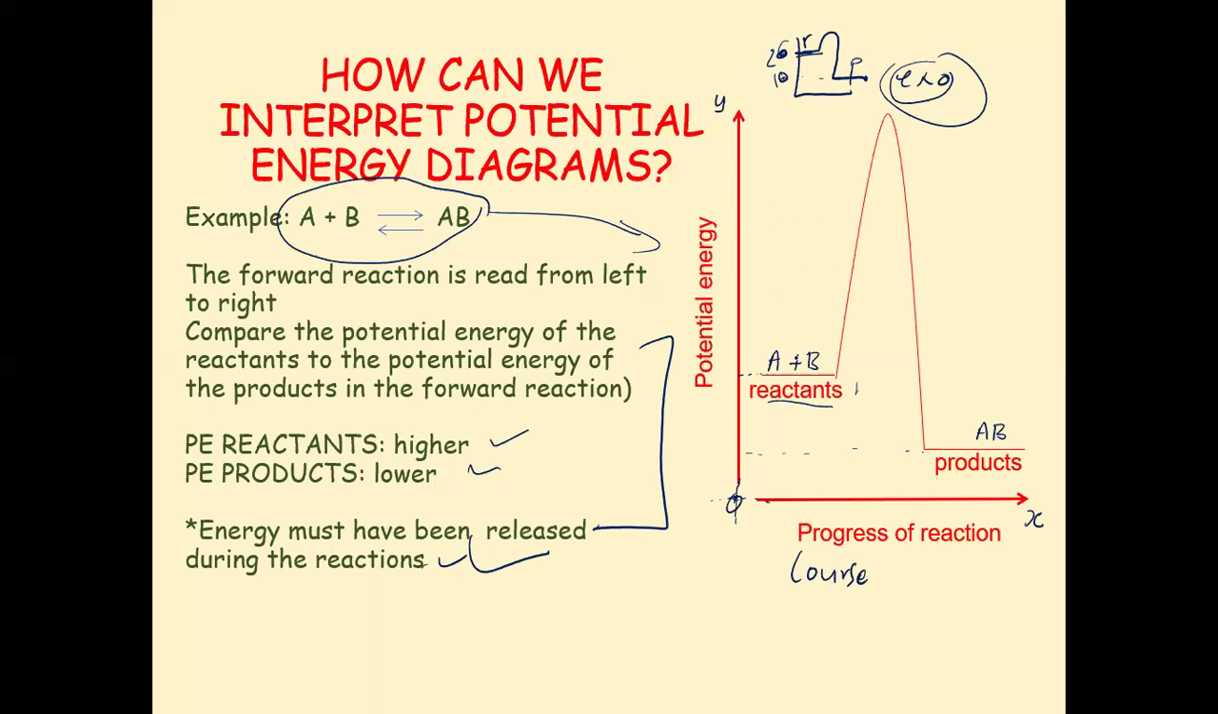So basically this slide here, we are looking at the exothermic potential energy diagram. What do we know about the exothermic potential diagram? We are interpreting this, right? The potential energy of the reactants is higher than the potential energy of the products. Okay, that's what is basically happening over here.